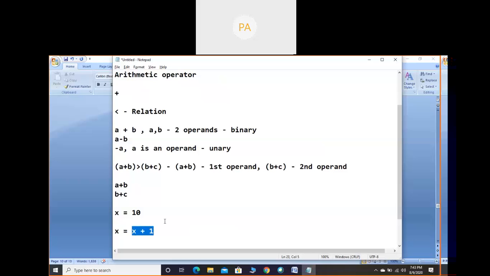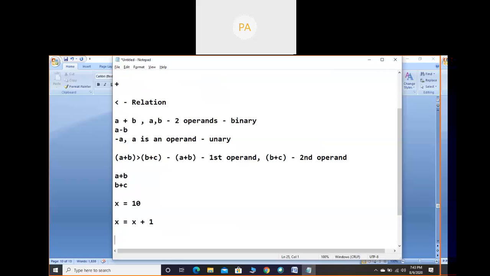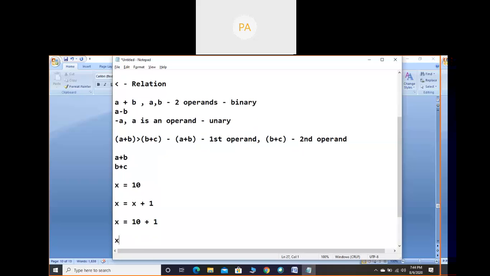In mathematics also we do this. LHS, keep it as it is. You don't substitute in the LHS. In the RHS, what is the value of x? We have taken the x value as 10, so substitute the value 10, plus 1. Now consider the complete result: x equals 10 plus 1, which is 11. Now the new value of x is 11. I hope you people have understood now.